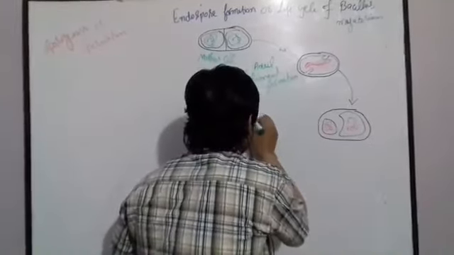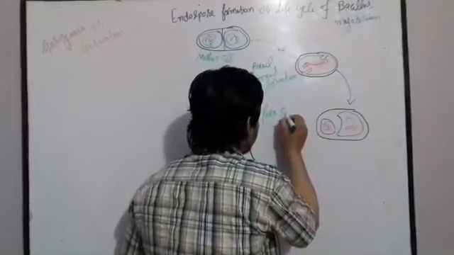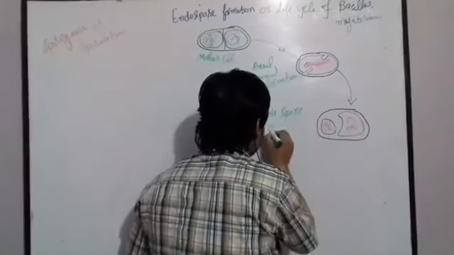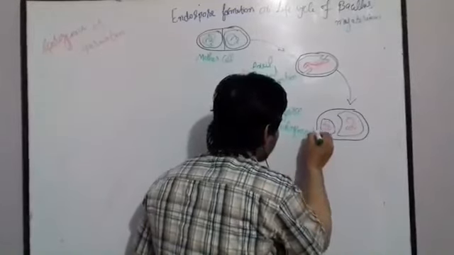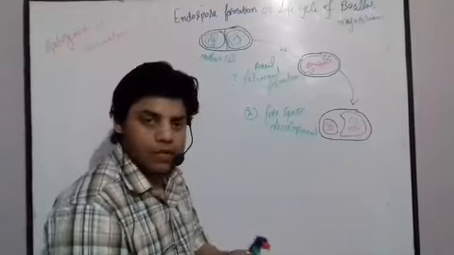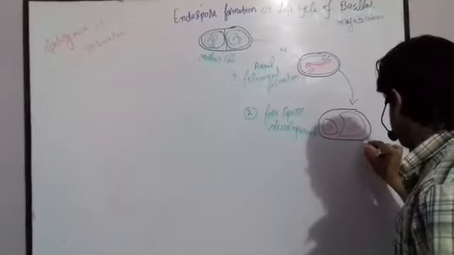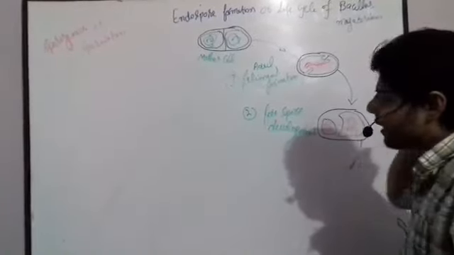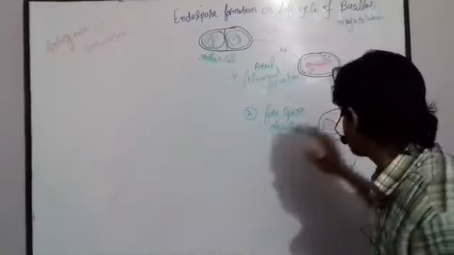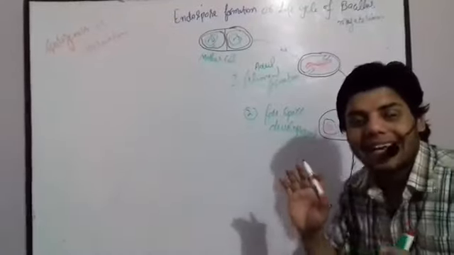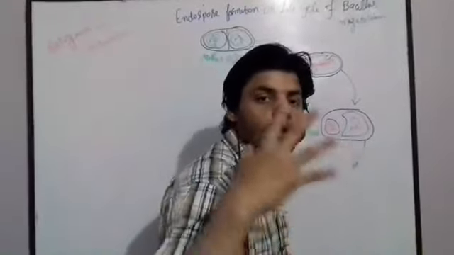In the second step, we get forespore development, or the septum is formed. After that, what actually happens in the next step? In the next step, the forespore is engulfed by this membrane. This membrane engulfs the forespore. So the next step is engulfment of the forespore.